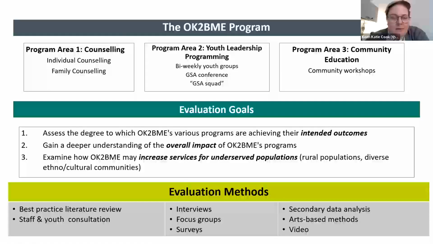The program that we were evaluating is called OK to Be Me. This is broad programming for 2S LGBTQ plus youth here in Kitchener-Waterloo, or Waterloo region, in Ontario. At the top, we have a snapshot of what OK to Be Me is. As you can see, there are 3 program areas: counseling, youth leadership programming, and community education. So it's kind of a 3-in-1 evaluation. We were evaluating OK to Be Me, but really we had to plan 3 evaluations at the same time because these 3 program areas are so different.